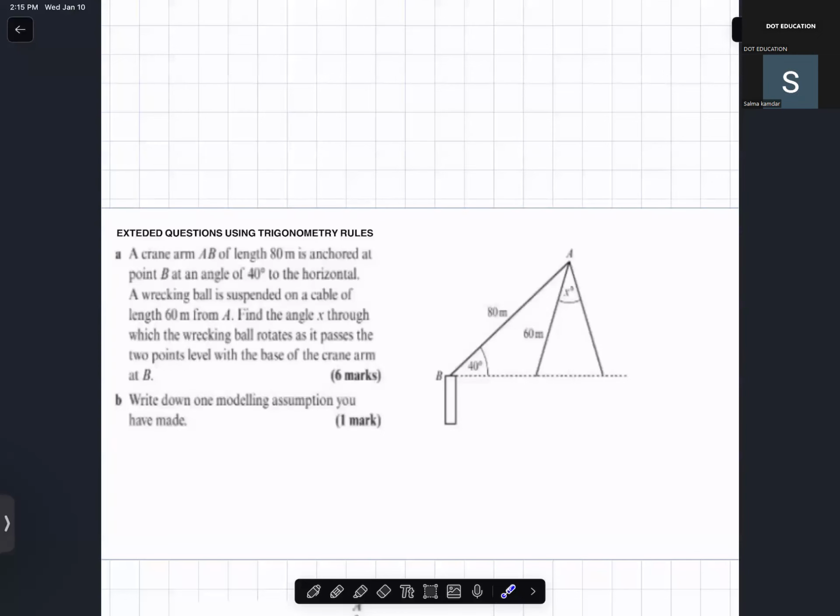So the B part of the question said we should write down one modeling assumption we have made. So the assumption we can make here is that the ball swings symmetrically. So that is the modeling assumption we can make from this question.